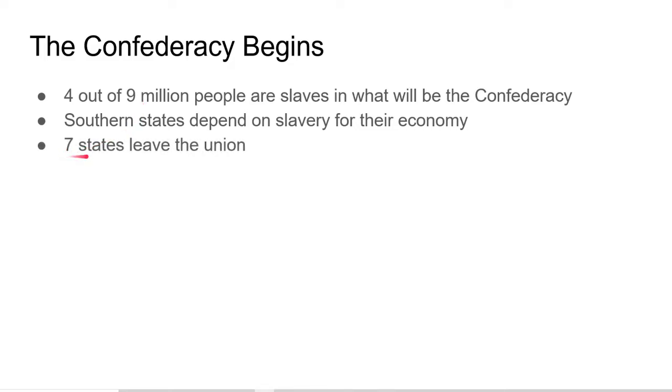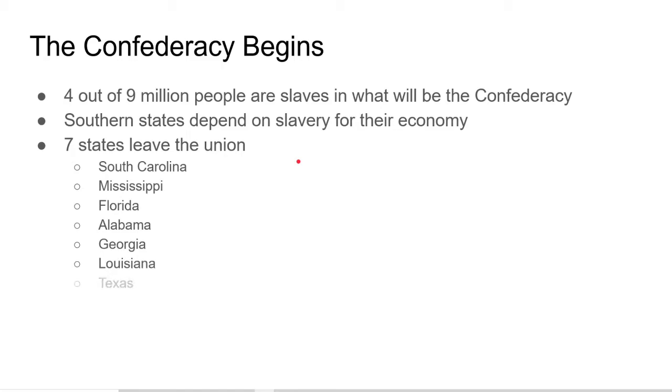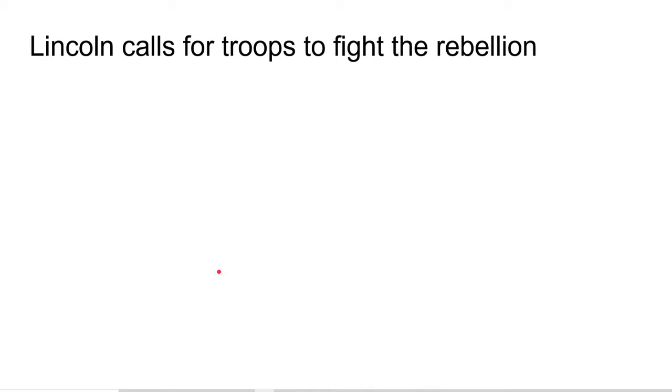And then 7 states initially leave the Union: South Carolina, Mississippi, Florida, Alabama, Georgia, Louisiana, and Texas. Now, I'm going to be repeating myself a little bit here because I really want you to remember the states and the order because it's going to be very important for a point that I'm going to bring up. The next thing that happens is Lincoln calls for troops to fight the rebellion.